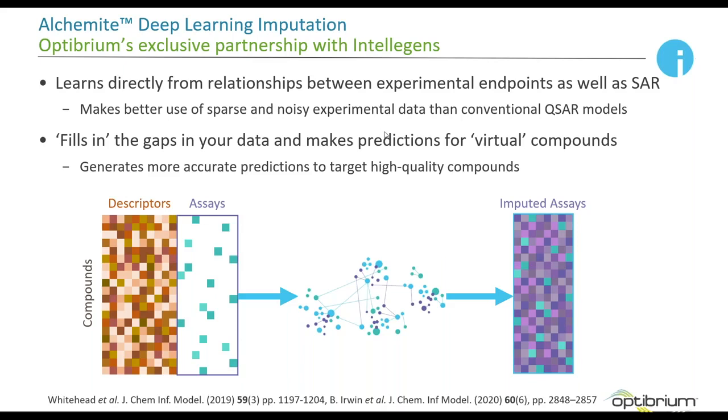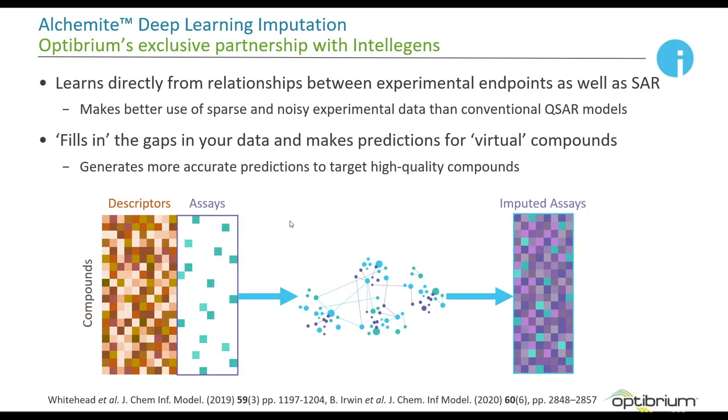The deep learning imputation method that we've used is called Alchemite, which is developed by our partners Intellegens, a spin out from the University of Cambridge. The key advantage of the Alchemite method is that it learns the relationships and associations between experimental endpoints, in this case the assays, in addition to the structure-activity relationship. So it takes the molecular descriptors as input, in addition to the sparse experimental data, in a way to learn both the structure-activity relationship and the relationship between experimental endpoints to generate the predictions.